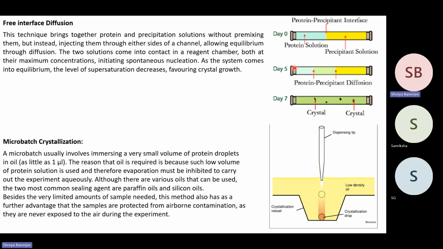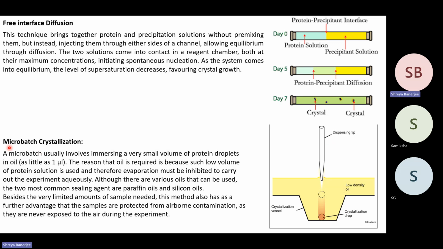So that is why it is put in this kind of a tube, and very slowly the diffusion is happening, and eventually the entire tube will have the same concentration of protein and precipitant. And if it is like the optimum concentration, then crystals will form. So this is called free interface diffusion.